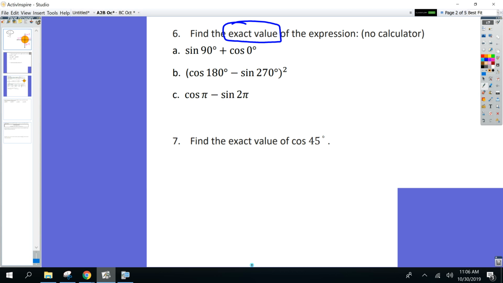Okay? You do not want to plug cosine pi in your calculator. All right? Because your calculator is probably in degree mode. Anybody remember what pi was? Pi was the same as what in degrees?